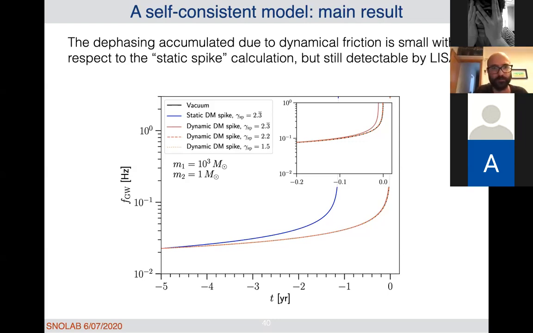So you still expect to have an anticipated merger by a few days or possibly weeks, depending on the slope of the spike, with respect to the case of vacuum. So with LISA, you can really detect a different type of waveform if you have this effect. If the dark matter is present around the black hole, you expect to see an anticipated merger because of the effect of dynamical friction.